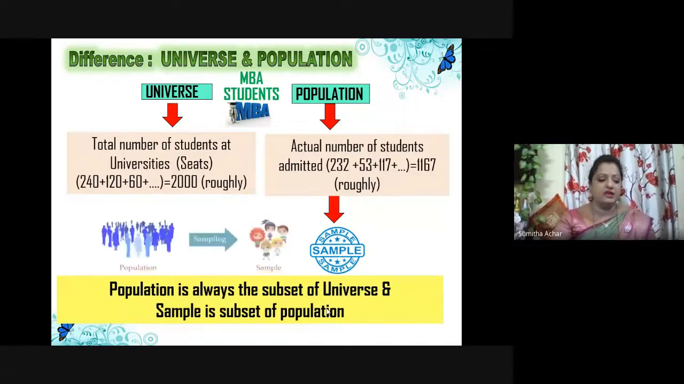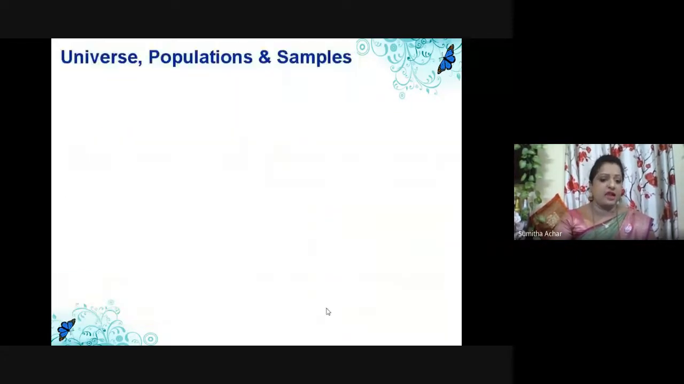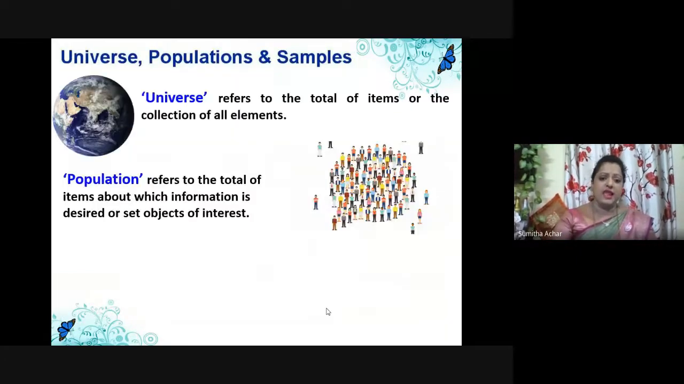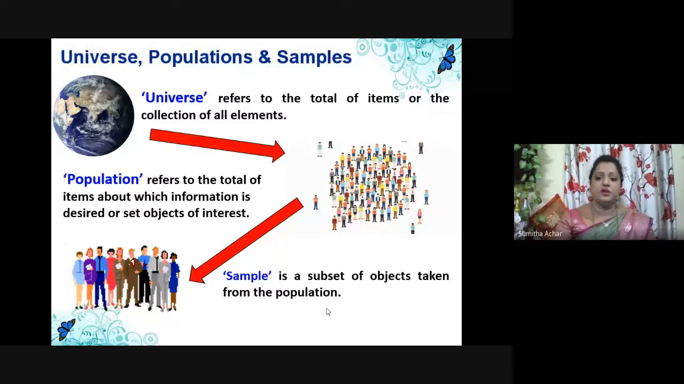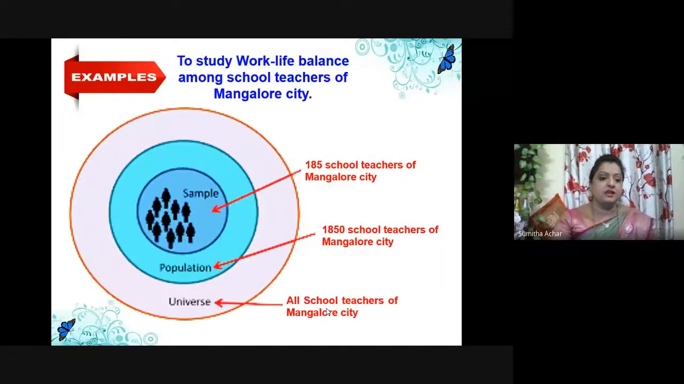Now, having understood this concept, we can define the universe as the total items or collection of elements, the population as the total number of items from which the information is desired for an interest, and the sample as a subset of the population for which we make a study, right? So this is the general concept.